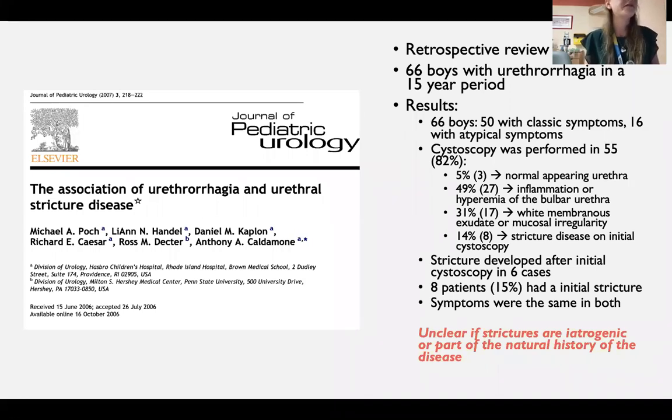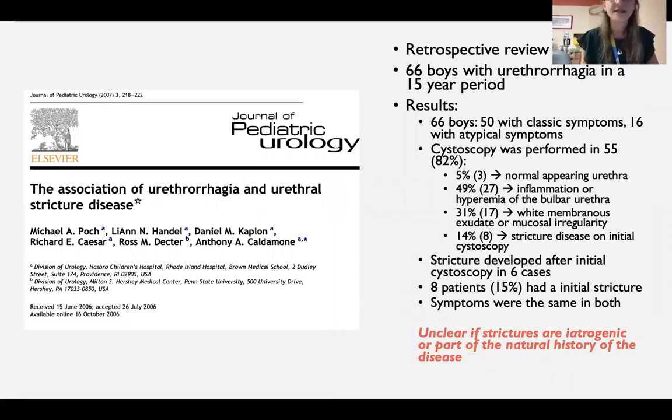55% of the patients out of the 66 underwent cystoscopy in this study. And the findings were classified in 4 different groups. 5% were found to have a normal appearing urethra. Half of the whole population had inflammation or hyperemia of the urethra. 30% had wide membranous exudate or mucosal irregularities, and 14% of them had stricture on the initial cystoscope, so on the first time that they were scoped.